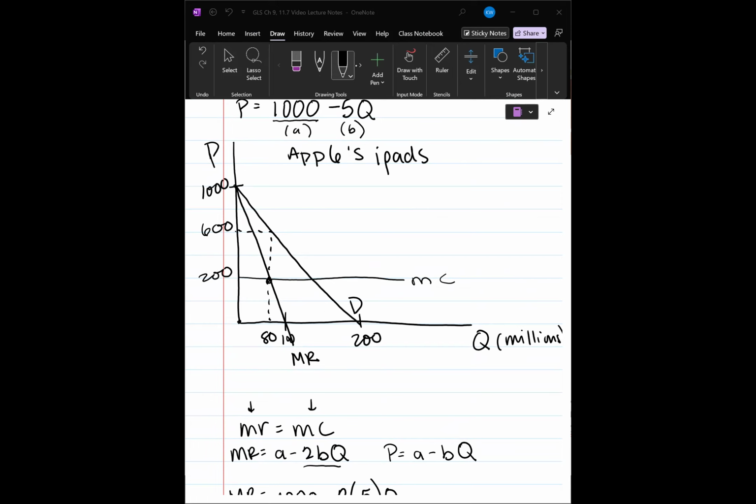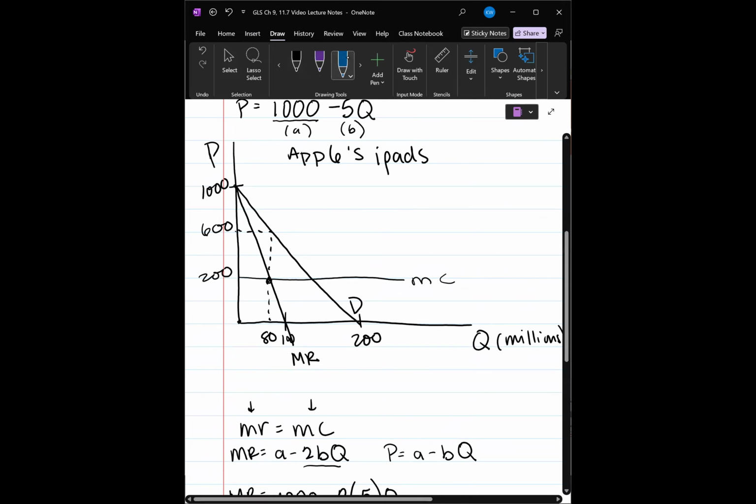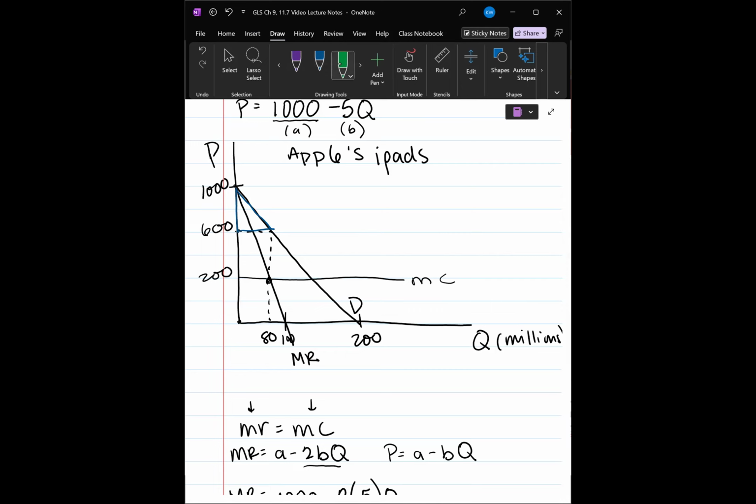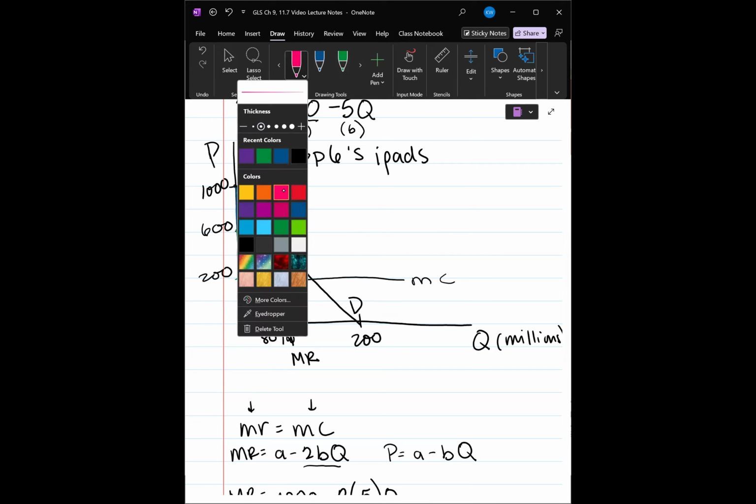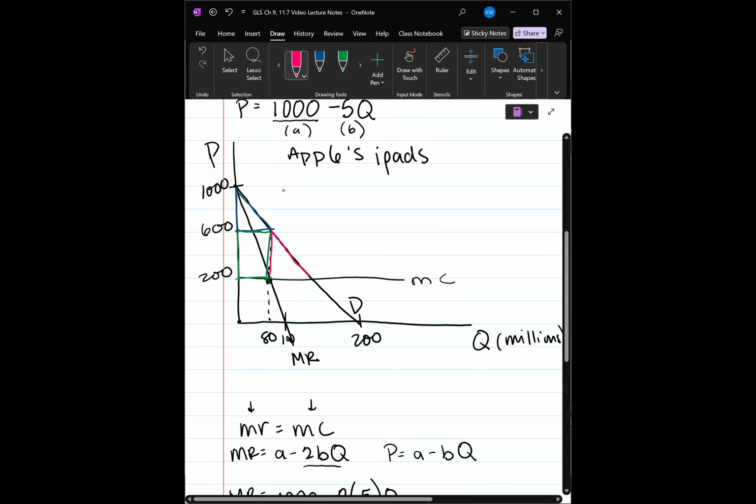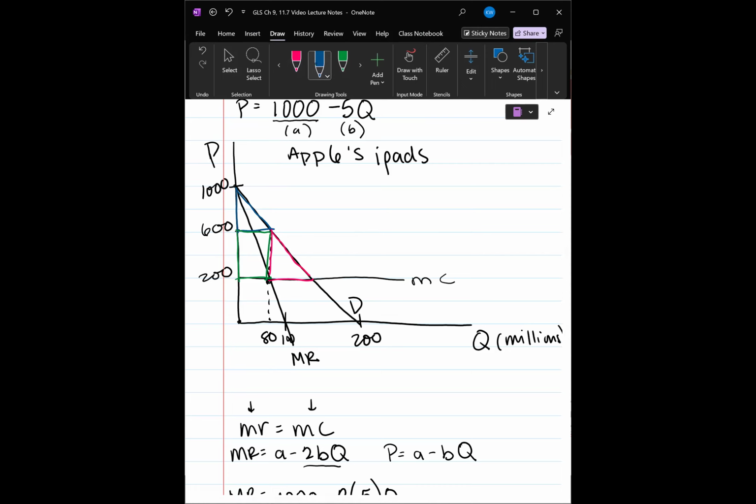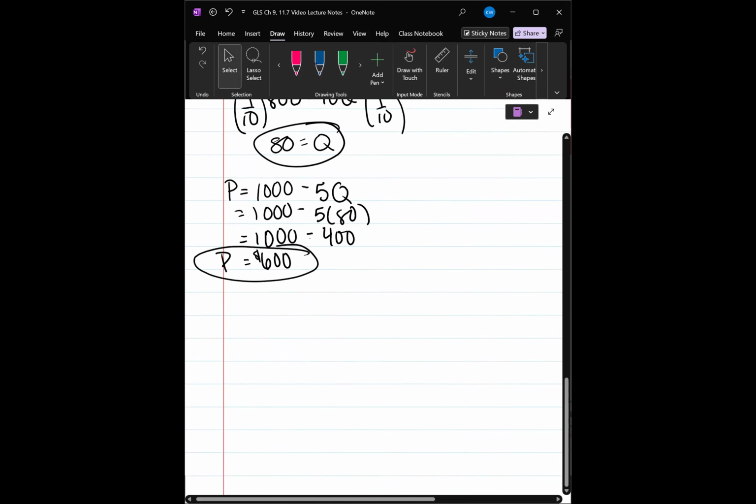Our consumer surplus is our top blue triangle here. Our producer surplus is this green rectangle. And deadweight loss I'm going to depict with a pink pen here, so it's this pink triangle. To start with consumer surplus, we're going to solve for the area of that triangle. Our height is 1,000 minus 600, and our base is that 80 million produced and sold.